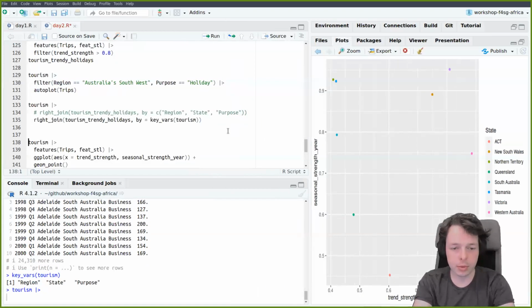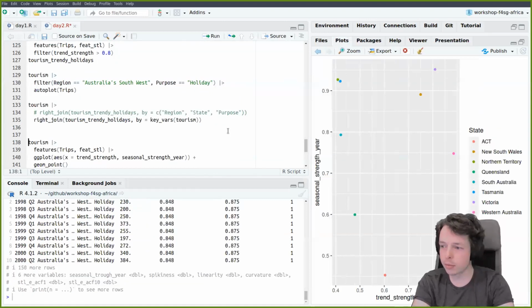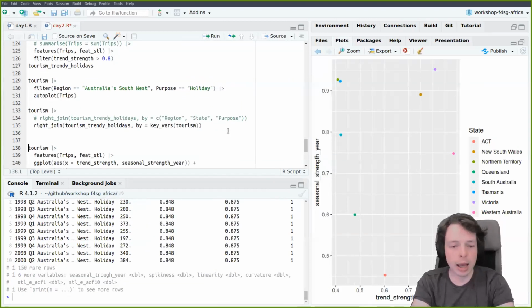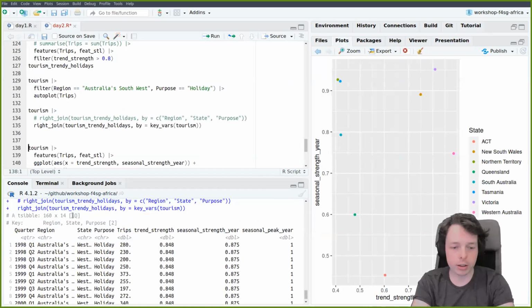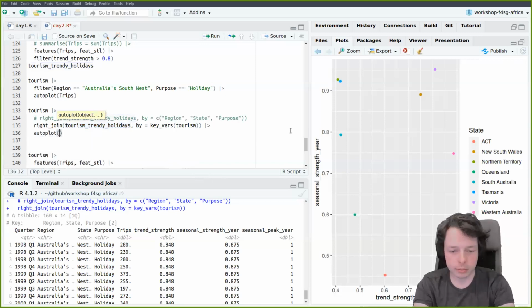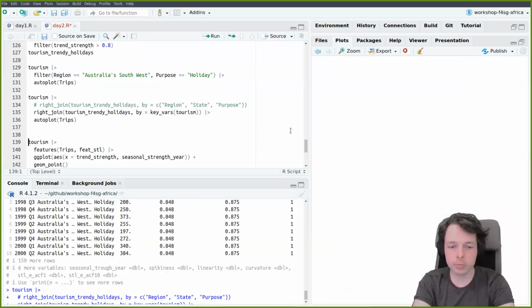Then we can confirm with the second one. So when we right join the data set, you can see we now get a tsibble again, but this time I have both time series that were from my trendy locations. And I can plot this by plotting the trips variable.